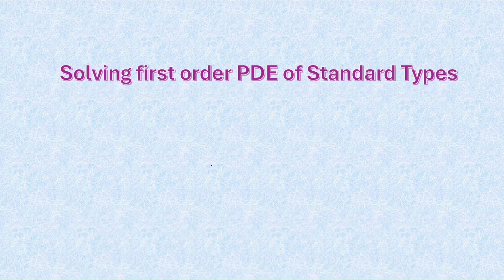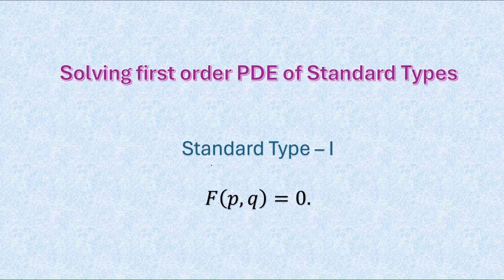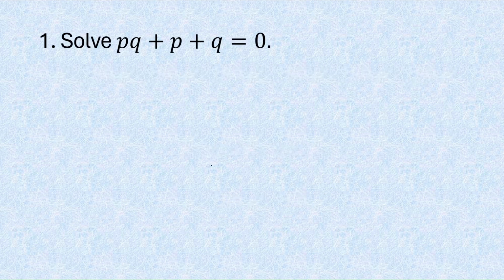So now we are going to find the solution for the first order partial differential equation of standard types. Here there are 4 standard types. This is standard type 1, where the equation is of the form f of p comma q is equal to 0. So first problem is solve pq plus p plus q is equal to 0 is the question. So here we are going to solve this. That is, we are going to find out the solution.